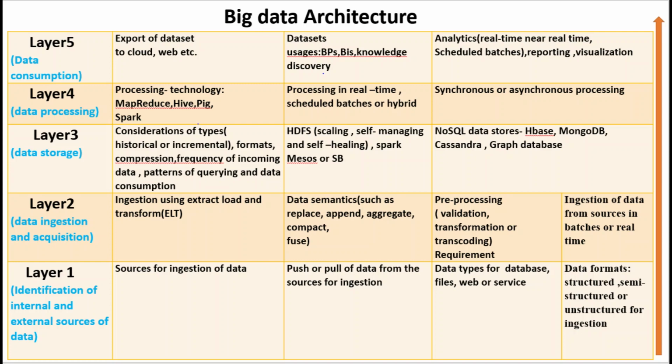Layer 5, which is the last layer in big data architecture, is data consumption. Their corresponding functions are: once data processing is done, we need to consume the data and export the data set to cloud, web, etc. to store for future backup. Data usages are BPS, that is business process, BIS, that is business intelligence, and gaining some knowledge, discovery about the data. The last function of layer 5 is analytics.